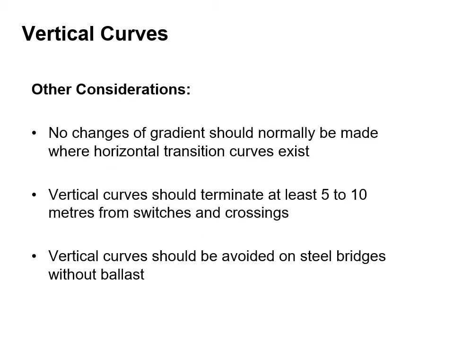So some other things to consider. No change of gradient should normally be made where horizontal transition curves exist. Vertical curves should terminate at least 5 to 10 meters from switches and crossings. Vertical curves should be avoided on steel bridges without ballast.